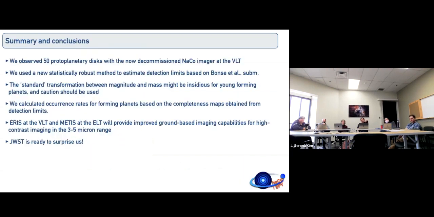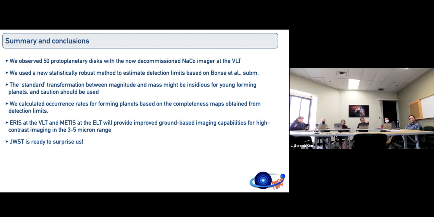Cool. This brings me to my summary and conclusions. So with I-SPY, which was the main focus of the talk, we observed 50 protoplanetary disks with the decommissioned NaCo at the VLT. I encourage you to have a look at ApplePhi, which is a more statistically robust method to estimate detection limits, based on what we already used from the Mawet et al. procedure.